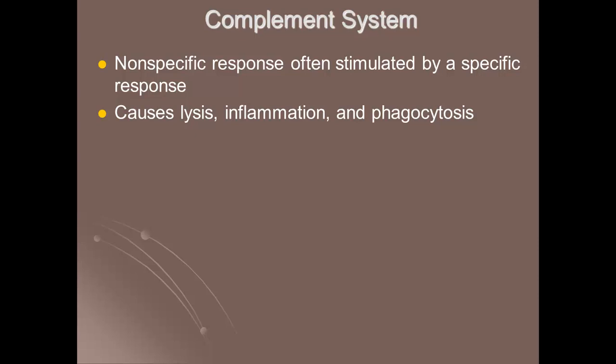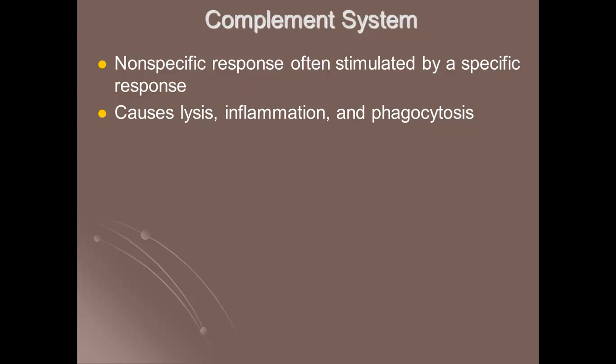Let's start with the inflammation first. Inflammation means that it can enhance the release of histamine by other cells, which increases blood flow into the injured area. We know that we have phagocytosis in terms of opsonization. Opsonization is the coating of antibodies to make the target easier to engulf, so it attracts phagocytes.